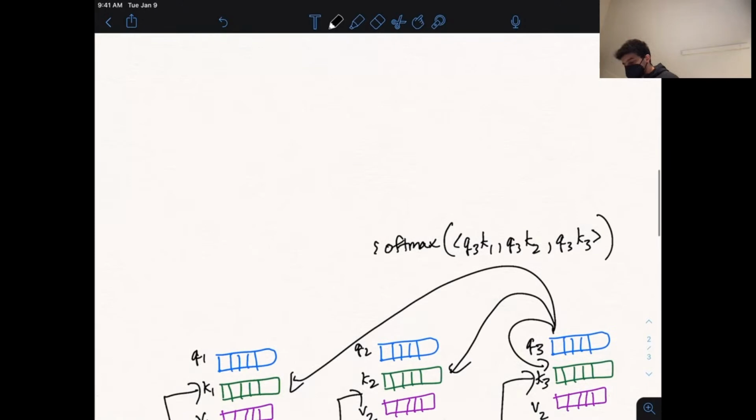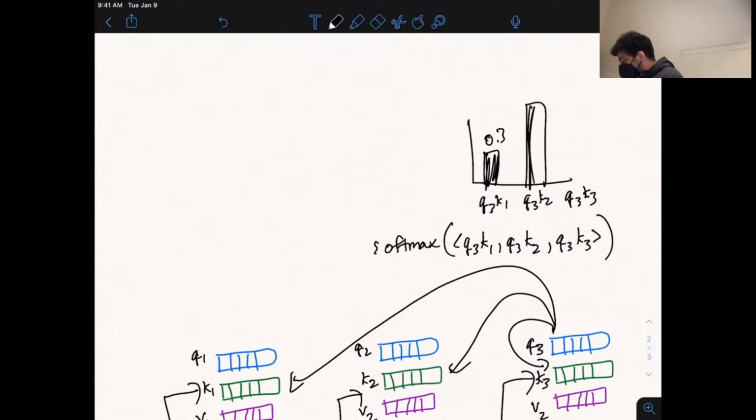So anyway, I apply the softmax here, and I get a distribution over the positions. So this is Q3, K1, Q3, K2, Q3, K3, and maybe it put 30% on the first time step, 50% on the second time step, and 20% on the third time step. So I have my attention distribution.